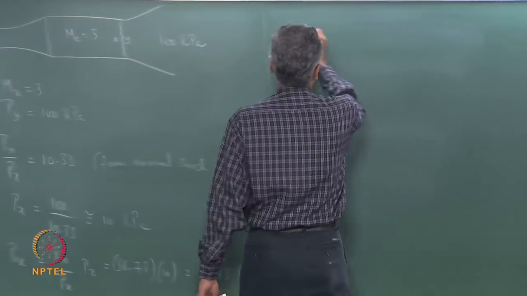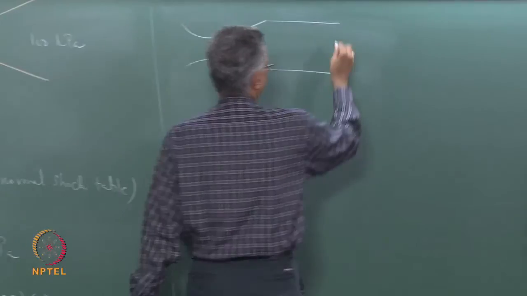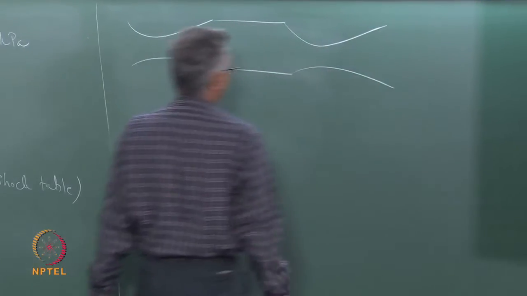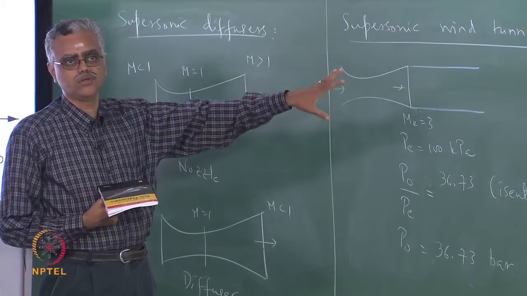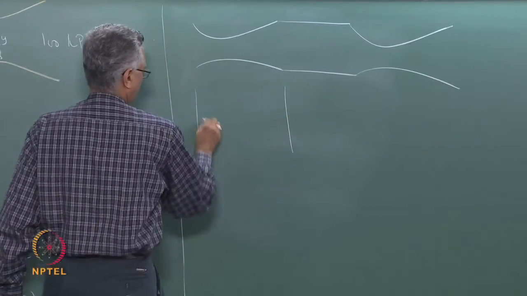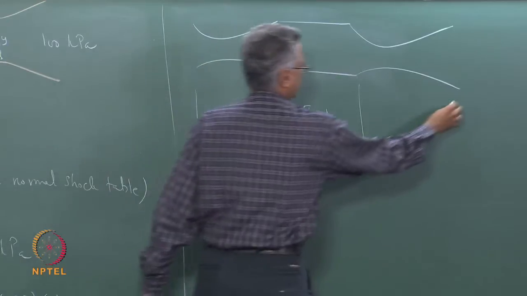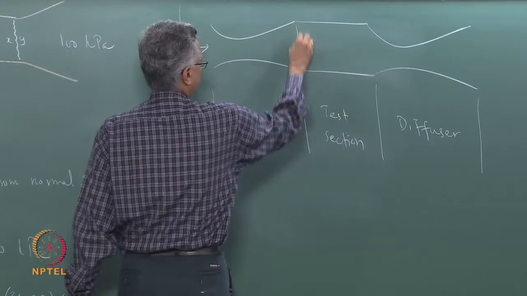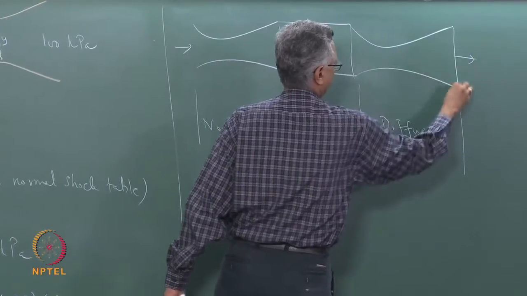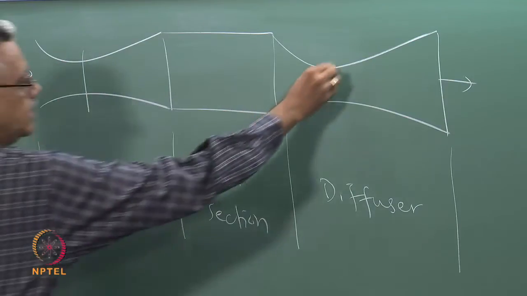So a supersonic wind tunnel would actually look like this. So we have a convergent divergent nozzle, a test section like this, and we actually put a diffuser, which is what we talked about here, right, supersonic diffuser. So we have a supersonic nozzle, a test section followed by a diffuser, correct. So this is the nozzle part, this is the test section, and this is the diffuser part. So, flow comes in, reaches the test section, supersonic Mach number, and then goes out like this. So, notice that there is one throat here and another throat here.